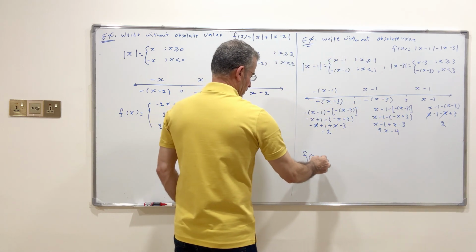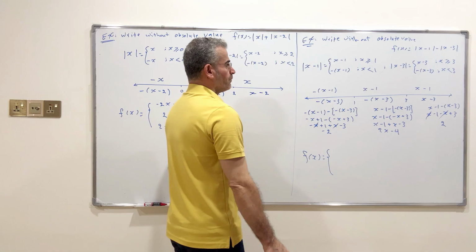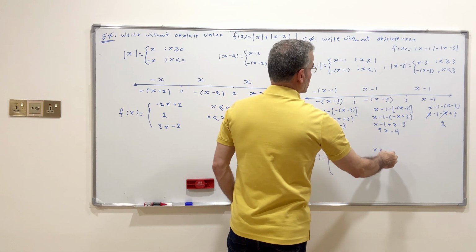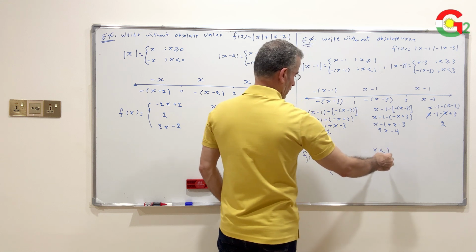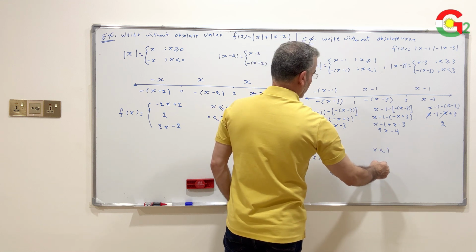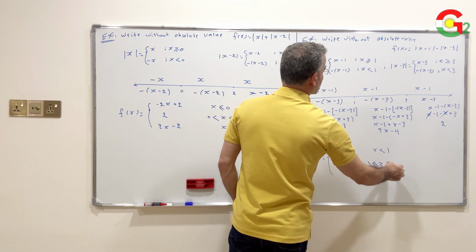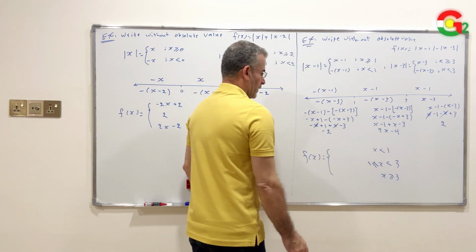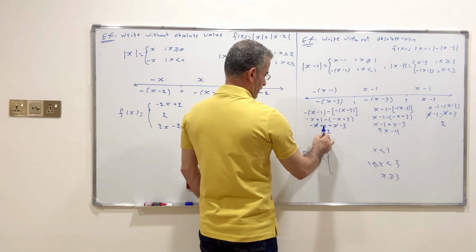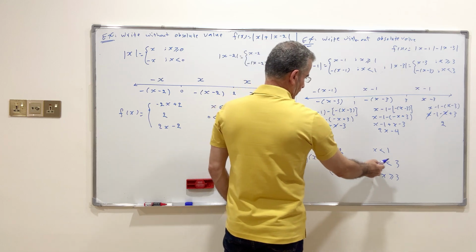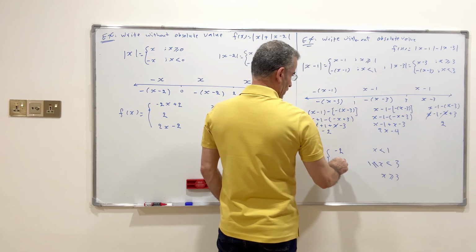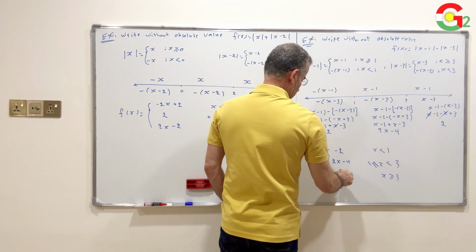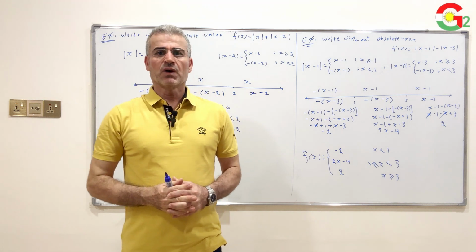Now, the piecewise function is equal to, we have three intervals: x less than 1, x greater than or equal to 1 and less than 3, x greater than or equal to 3. When x is less than 1, the function is negative 2. When x is between 1 and 3, the function is 2x minus 4. When x is greater than 3, the function is 2. This is the piecewise function.